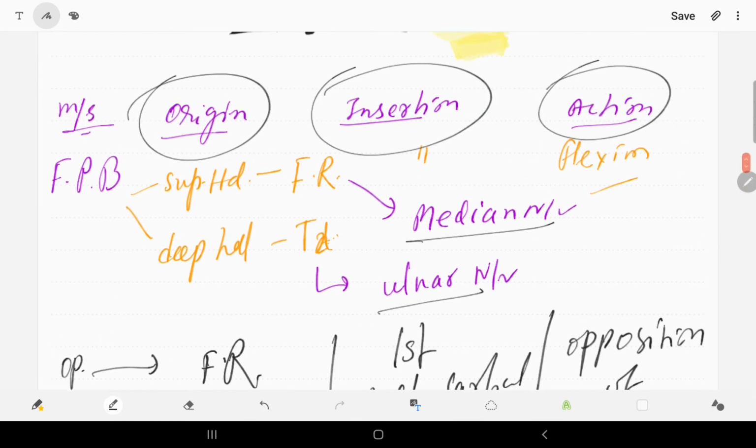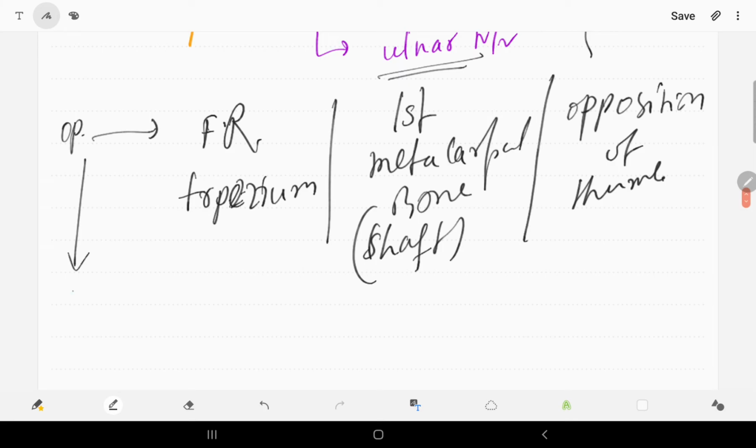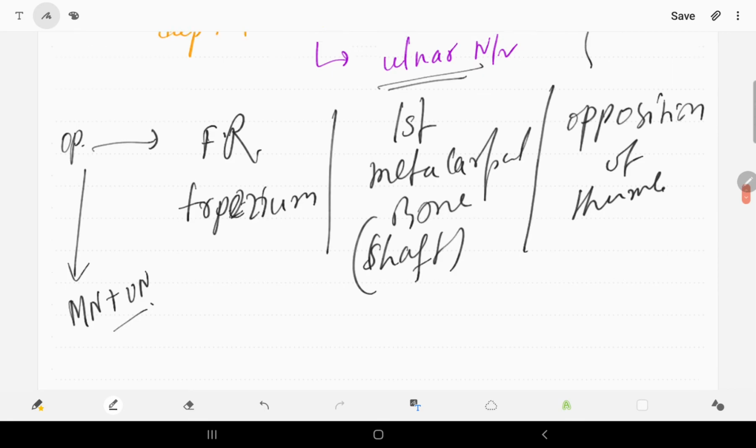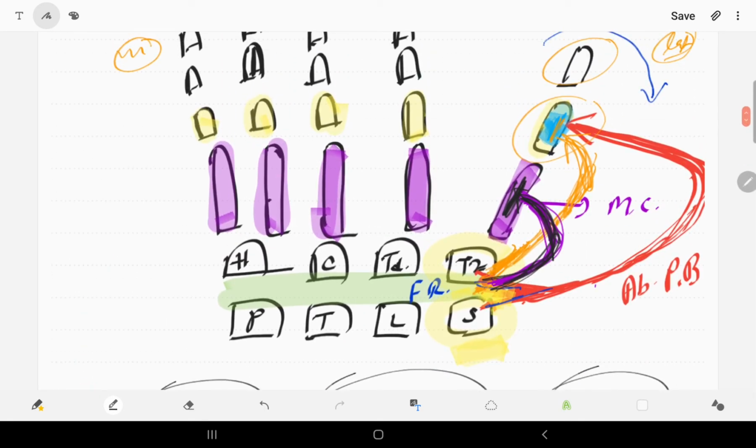Okay, so this is flexor pollicis brevis. This is obviously a composite or hybrid muscle, because it's supplied by two nerves. And opponens pollicis is also a composite or hybrid muscle because it's supplied by median nerve and ulnar nerve. Now I think you understand this schematic representation. This is abductor pollicis brevis, this is flexor pollicis brevis, and this is your opponens pollicis. Now I am removing the metacarpal.